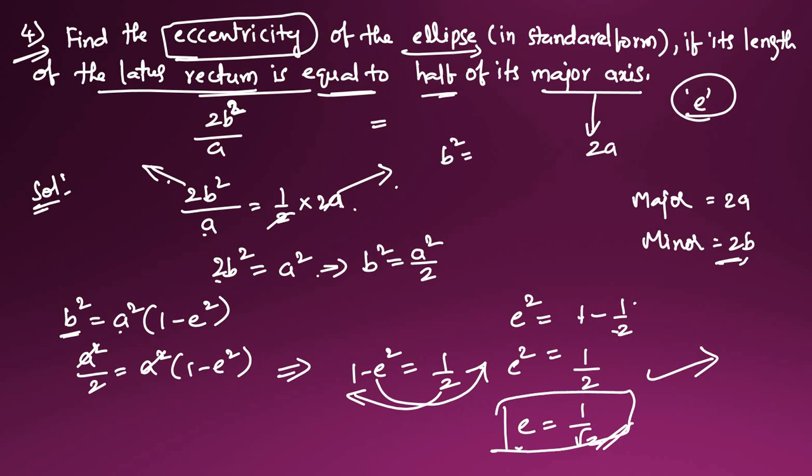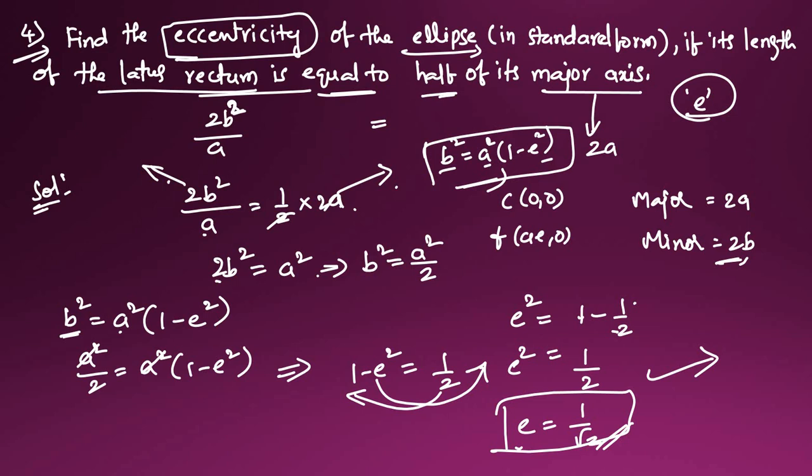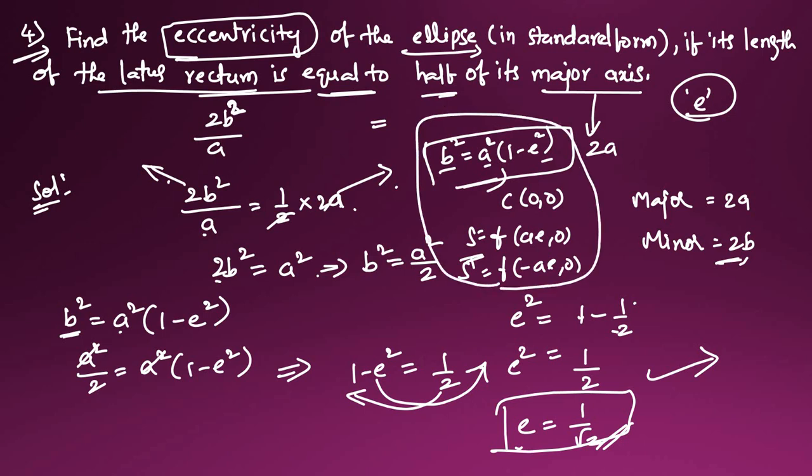b square is equal to a square into 1 minus e square, we have to remember this to find the b value, a value or e value, eccentricity. And again, the center in the standard form is 0 comma 0, and the focus is given as ae comma 0. S dash also is given, F1 is ae comma 0. This type of formulas you have to remember compulsorily, then only you will find the answers easily. Okay? Now moving to the fifth one.